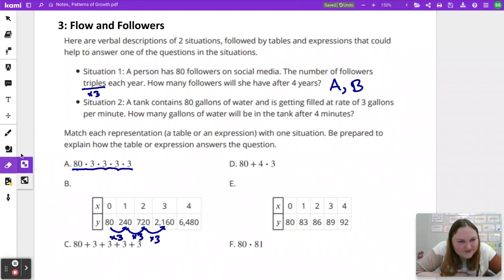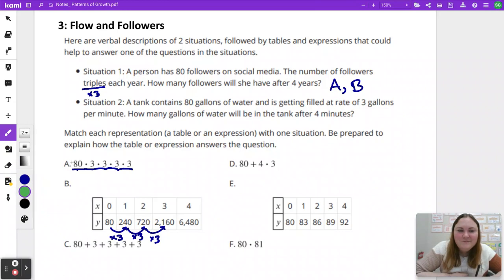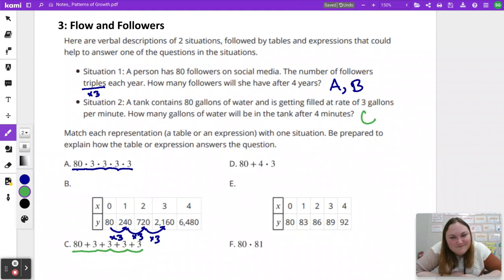When I get down to situation C, C is a little different. It looks like A, but instead of multiplication, we're using addition here. We're starting with 80, and then I'm adding the number 3 4 times. Because it's a different math, that's my first clue that it's not situation number 1. But remember, situation number 2 was saying that we are adding 3 gallons each minute. In situation number 2, we're starting with 80 gallons, and then I'm adding 3 for each minute. So there's my first minute, my second minute, my third minute, and my fourth minute. C is going to go with situation number 2 then.